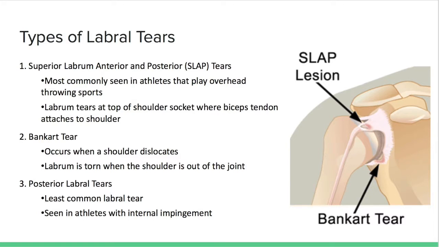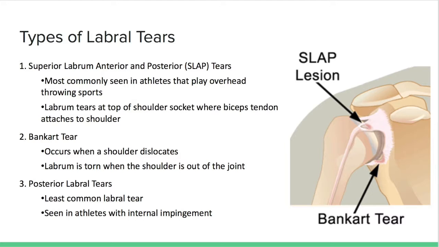The two most common types of labral injuries are slap tears and Bankart tears. Slap tears occur at the front of the upper arm where the biceps tendon connects to the shoulder. Athletes most prone to this injury include baseball pitchers and volleyball players who engage in high-energy, quick snap motions over the top of the shoulder.